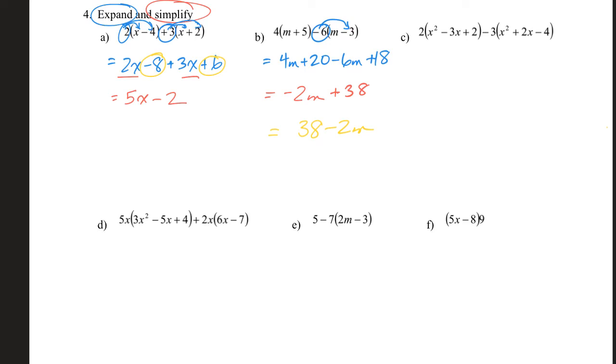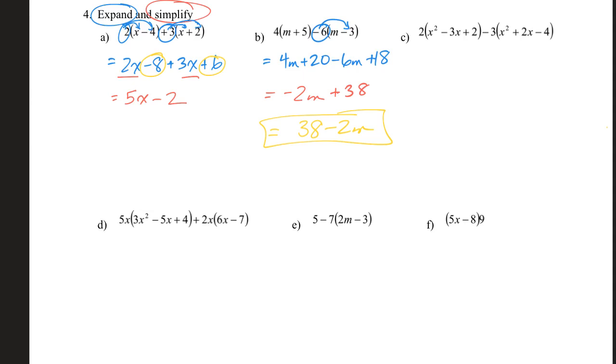After grade 9, you're going to see 38 minus 2m more often because it's actually better form, because it's more simplified. In here this year, we don't mind which one you write. In the future, though, it will matter. So if you want to, get into that habit now.